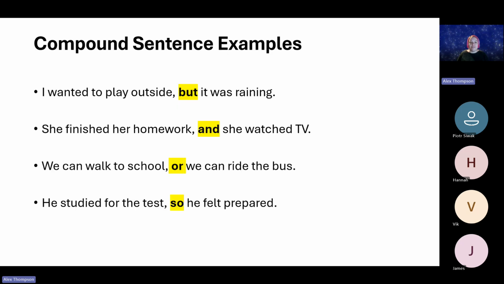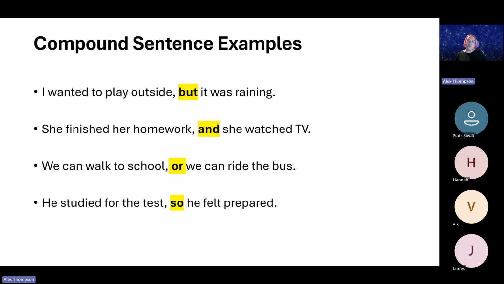So, some examples. I wanted to play outside. If I said that on its own, it's a simple sentence and it's fine. If I said it was raining, that's fine. That's a simple sentence. In this case, the word it replaces the sky or the weather. Here, we've chosen to use the word but. I wanted to play outside, but it was raining.